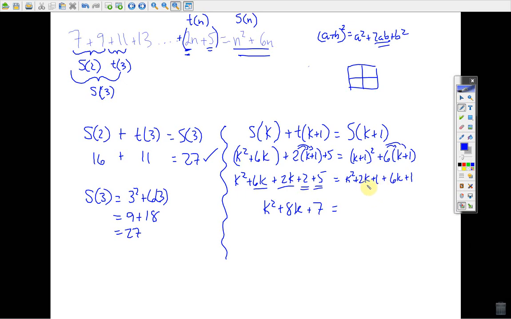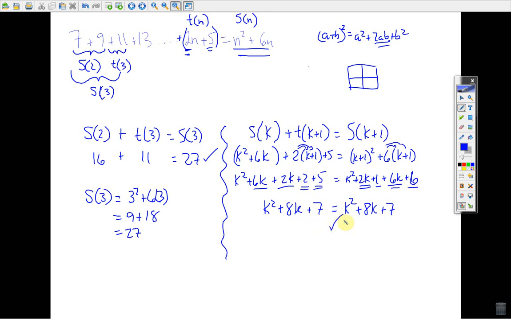Now I have some more like terms on the right. 2k and 6k are going to become 8k. Oops, so 6 times 1 here, this should be a 6. Then 1 plus 6 becomes 7. So this on the right side becomes k squared plus 8k plus 7. The left equals the right.